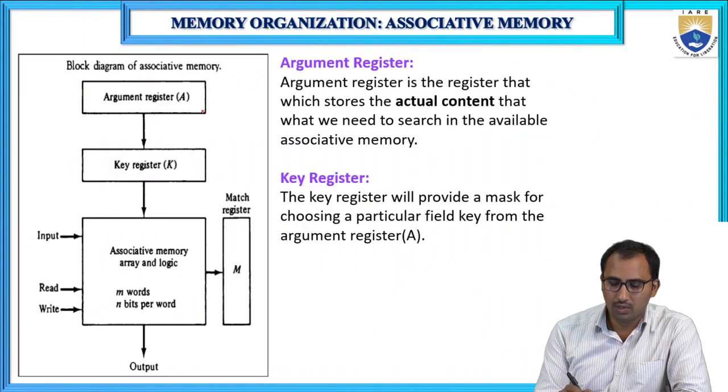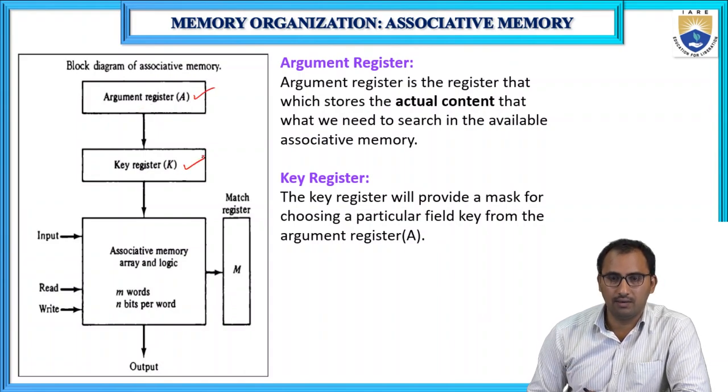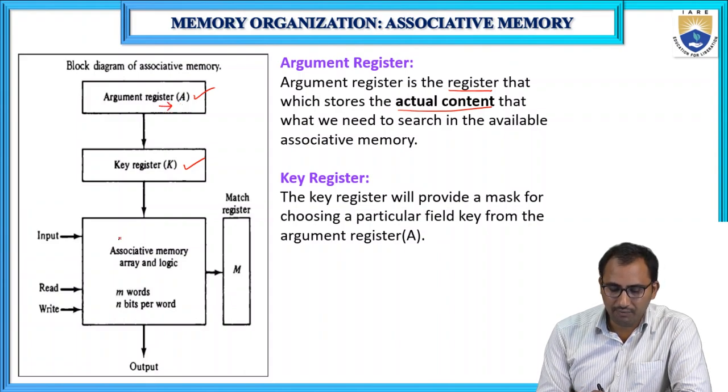So this is a block diagram. This is the argument register. This is the key register. We already know what the argument register is. The argument register stores the actual content that we need to search in the associative memory. Whatever word we are going to search, we store in the argument register. After that, this word is compared with all the words in the associative memory. When the argument register word is compared with the words in associative memory, only if the key register contains ones, only those corresponding bits will be compared.